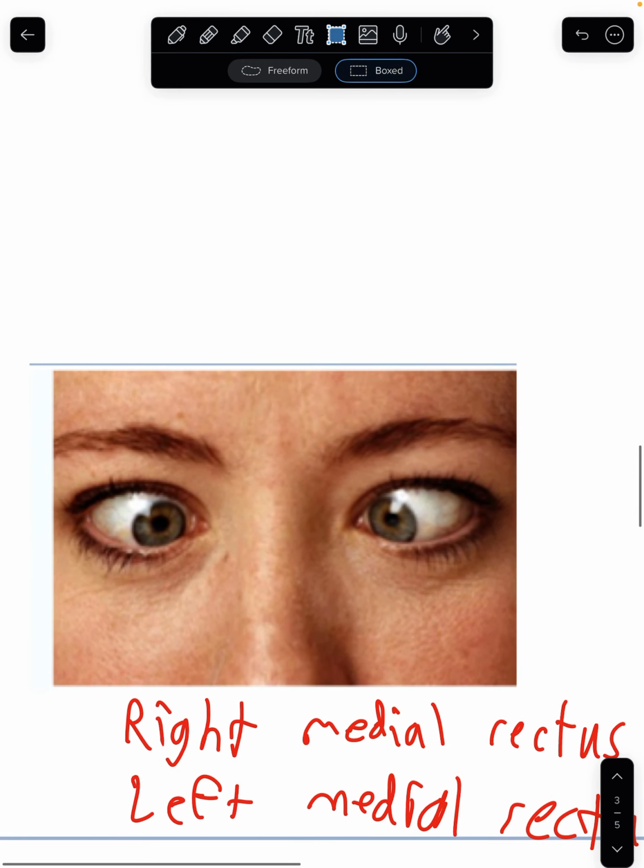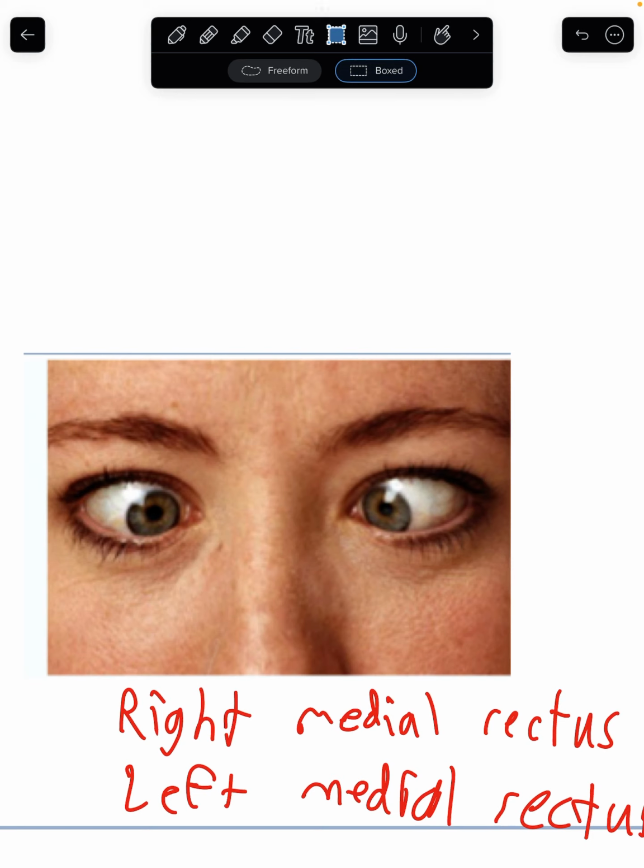In this case, if we're performing NPC, the patient is converging. So both eyes are looking medially, so we're using both eyes' medial rectus. But if you think about it, each eye individually, the right eye is looking to the left, and the left eye is looking more to the right. So this is called a disjunctive movement.